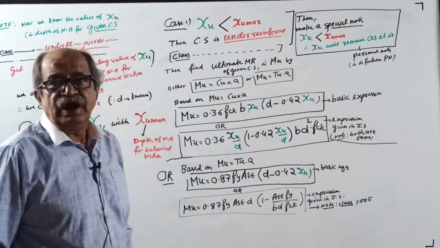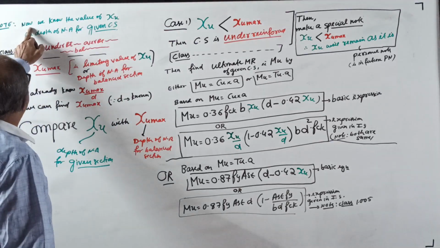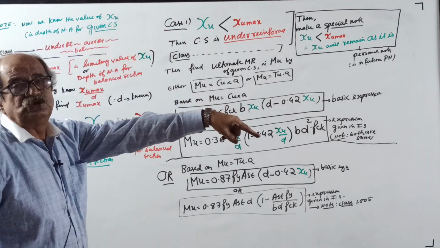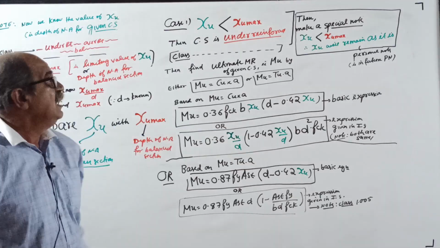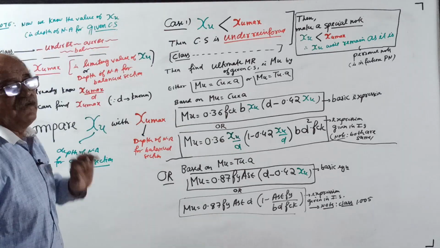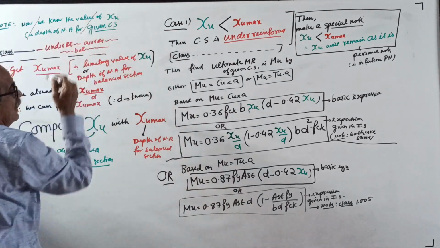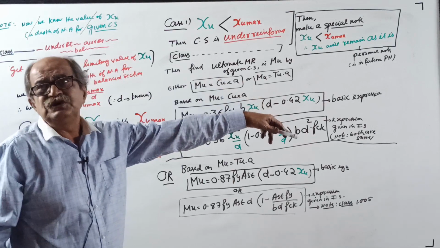Okay. Continue procedure. Just a note, actually not required. Now we know the value of XU. When I concluded the last part, we got the value of XU, that is the depth of neutral axis for the given cross section. It's a reminder only. I told you the last step was we got XU.